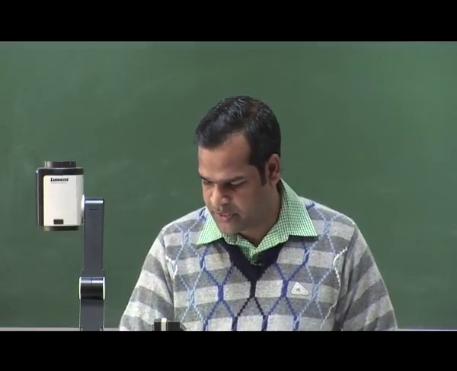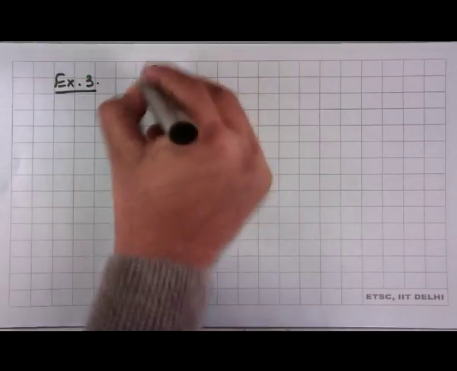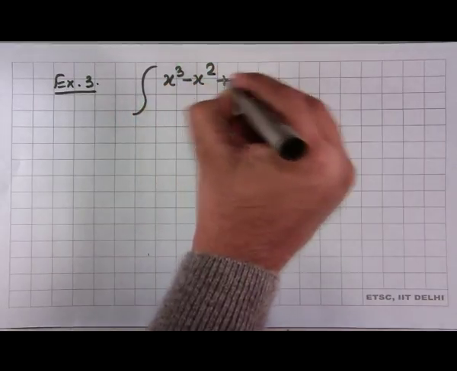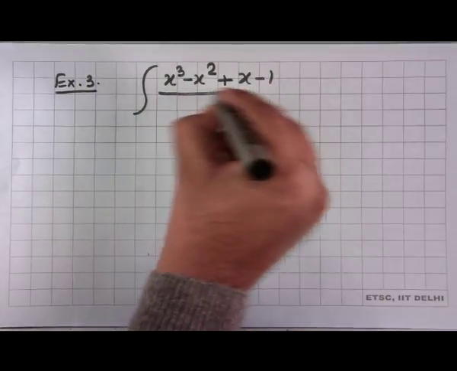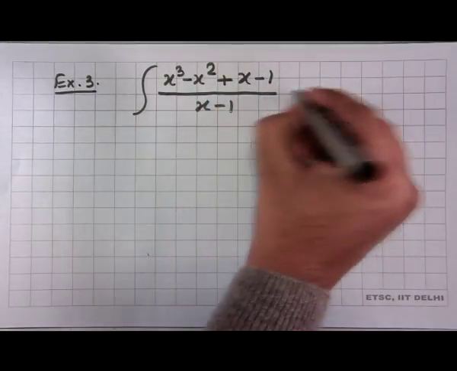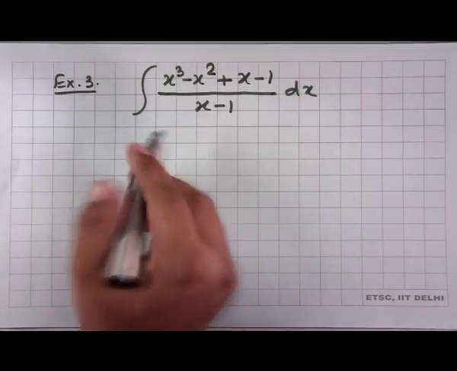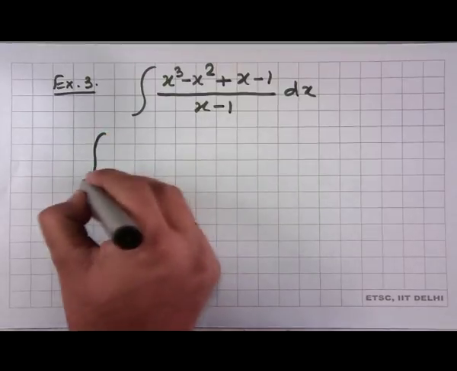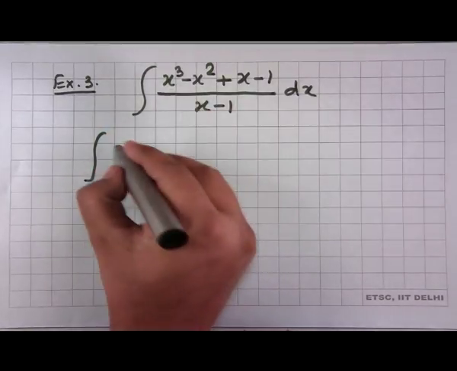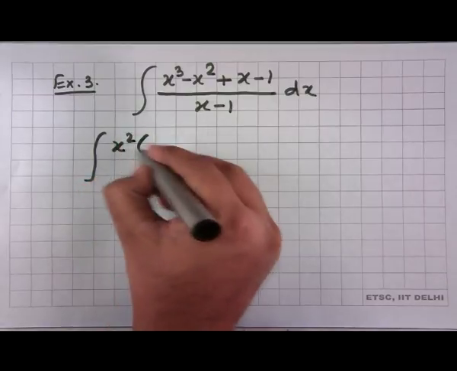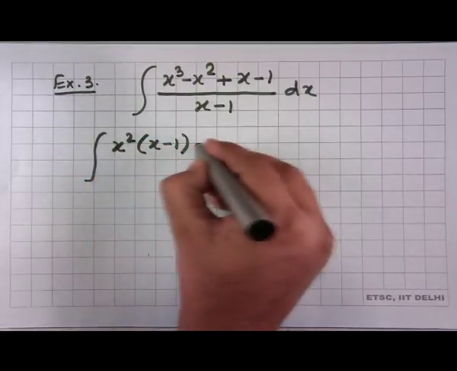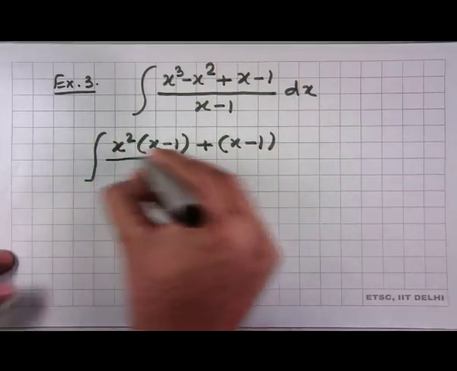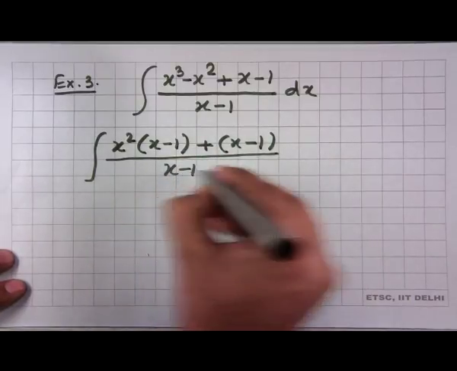Similar example, another one which I will take for you, let us take the integral of x cube minus x square plus x minus 1 divided by x minus 1 dx. So, it looks a little complicated at the beginning, but if you look carefully you can figure out that in the first two terms you can take x square as common. So, that will become x square times x minus 1 plus the second term, x minus 1, whole divided by x minus 1.